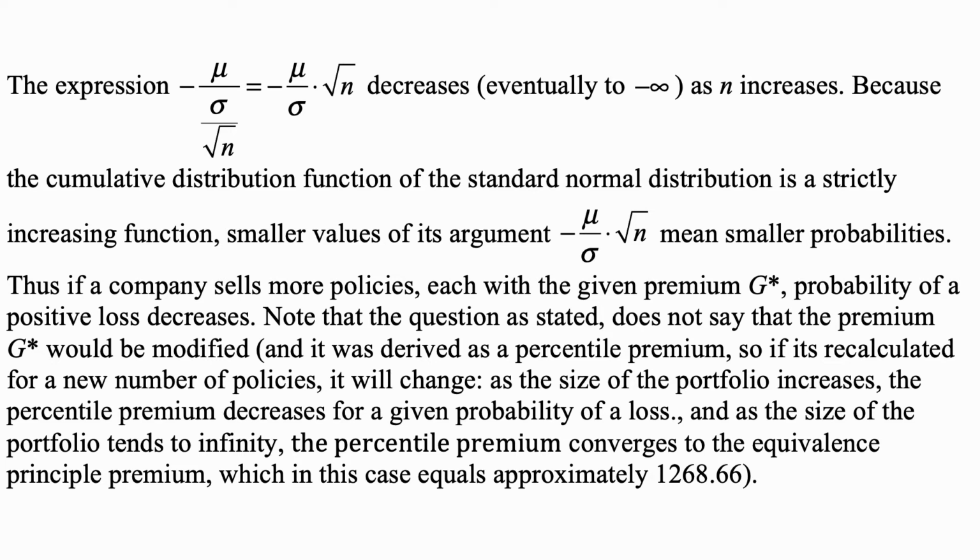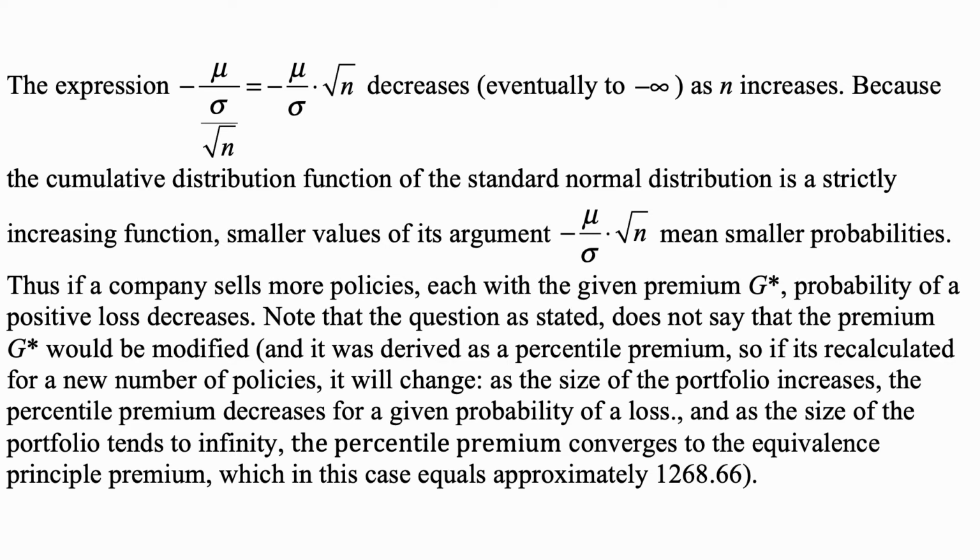And this expression, minus mu over sigma times square root of n, decreases eventually to minus infinity as n increases, because the cumulative distribution function of the standard normal distribution is a strictly increasing function. Smaller values of its argument mean smaller probabilities. Thus, if a company sells more policies, each with the given premium G star, the probability of a positive loss decreases.